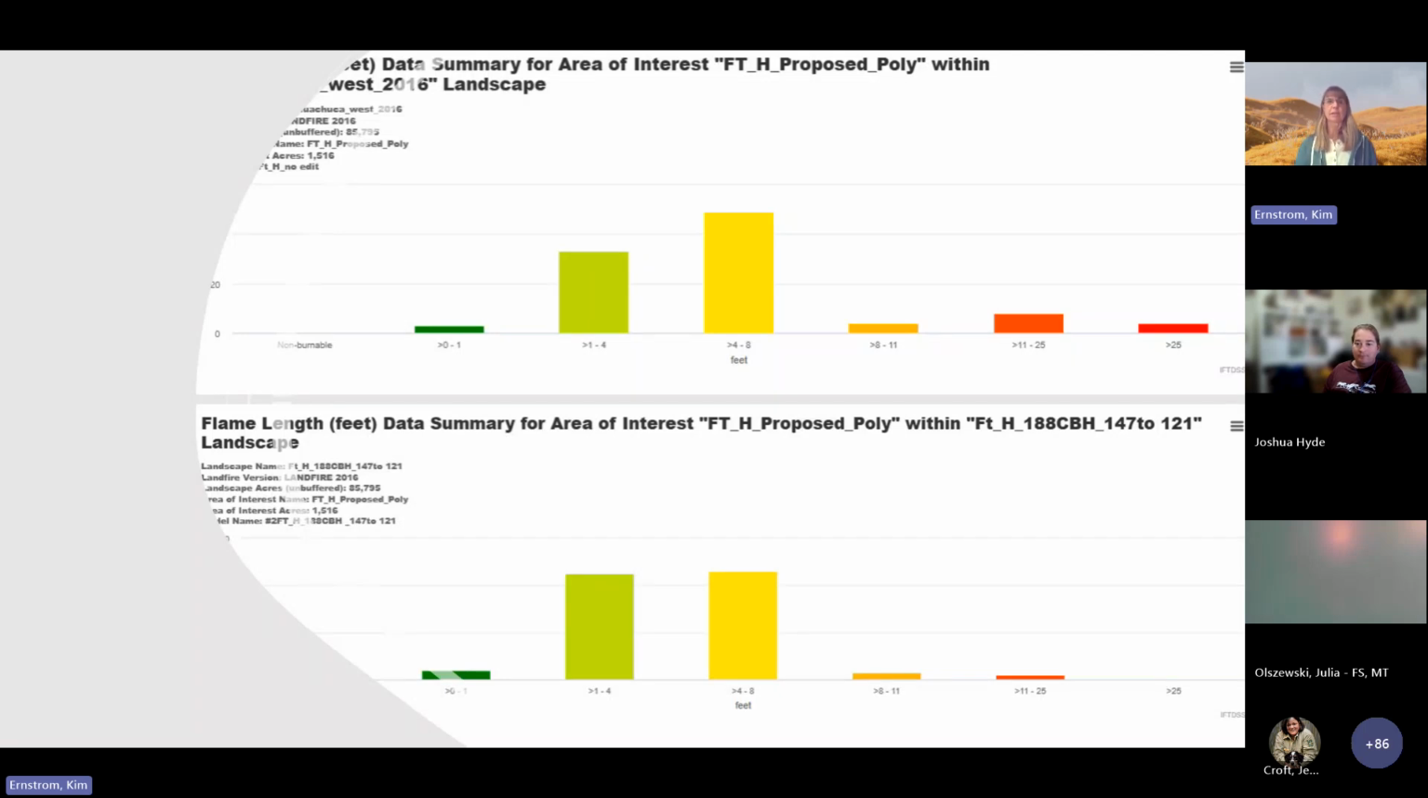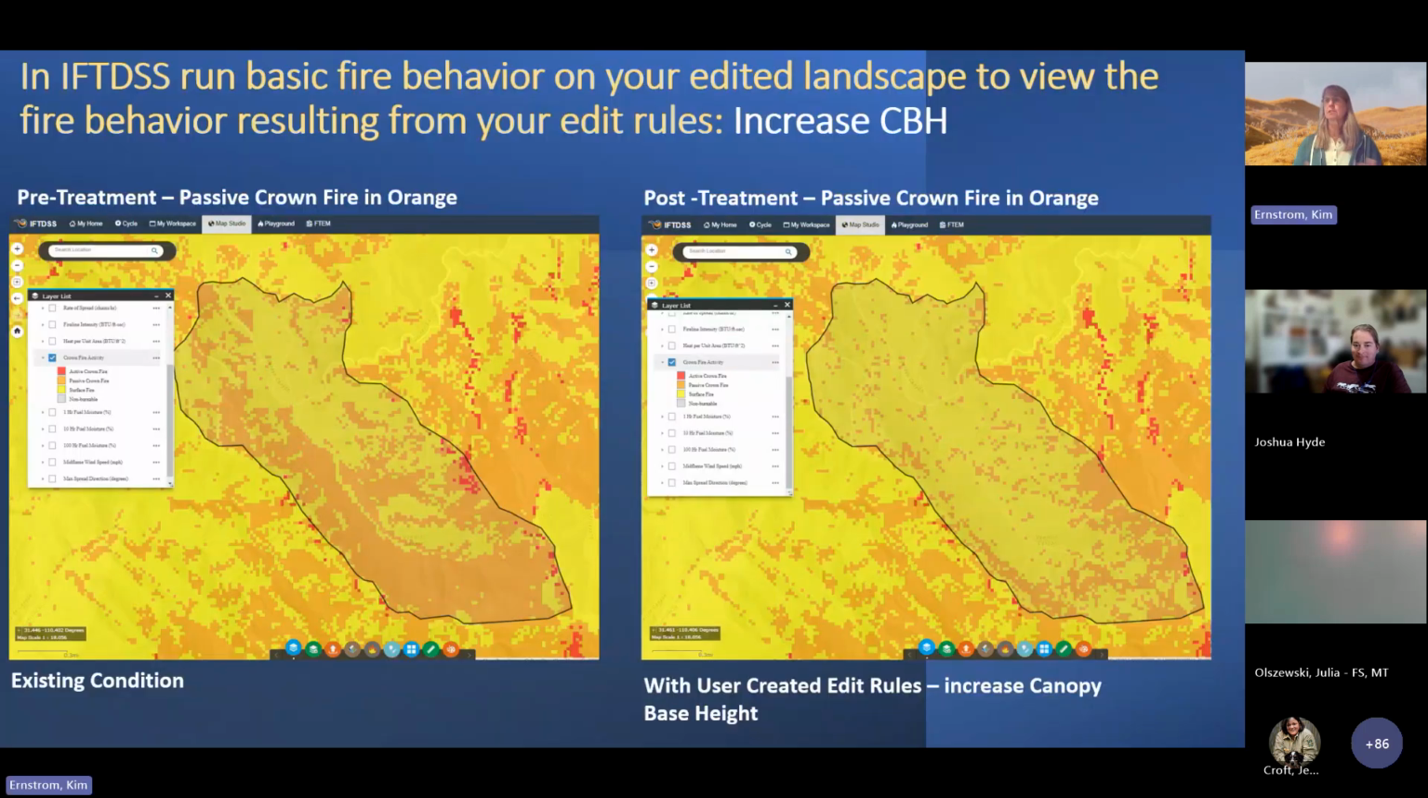I'm trying to reduce fire behavior. This is just flame length. You could also look at rate of spread too. So you can use IFTDSS to show what you're doing in, say, your NEPA report. This is the crown fire behavior. Remember, when we increase that canopy base height, you can see on the left is what we had before we wrote the rule, and on the right is what we have after we wrote the rule.